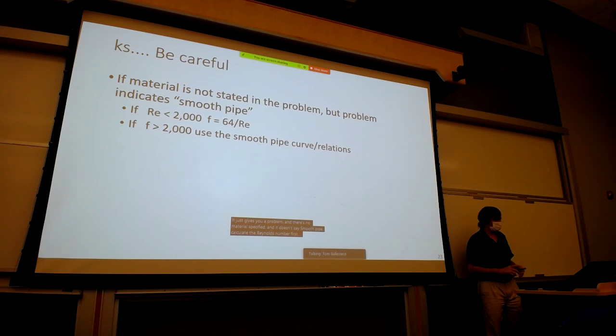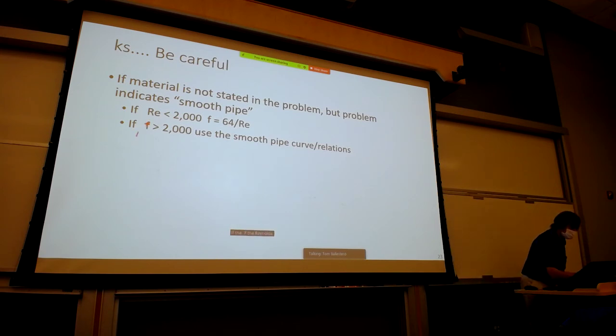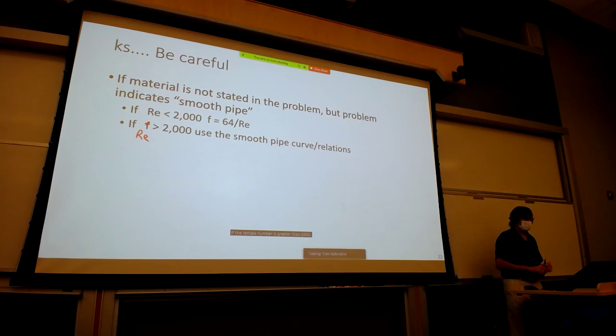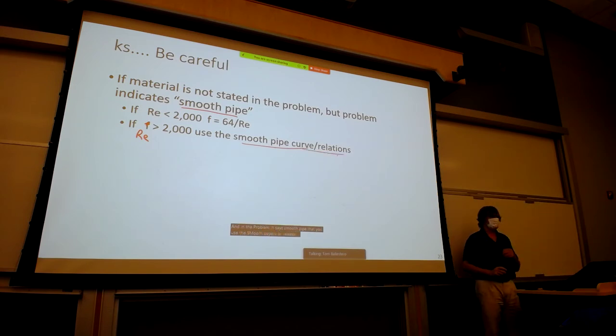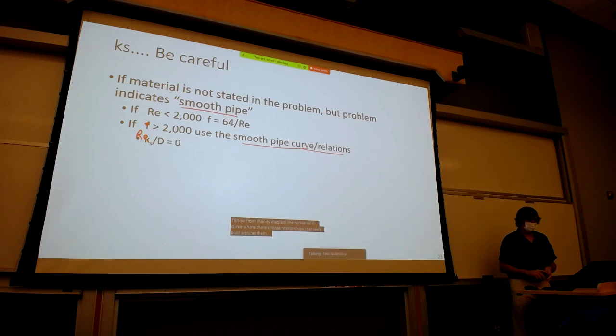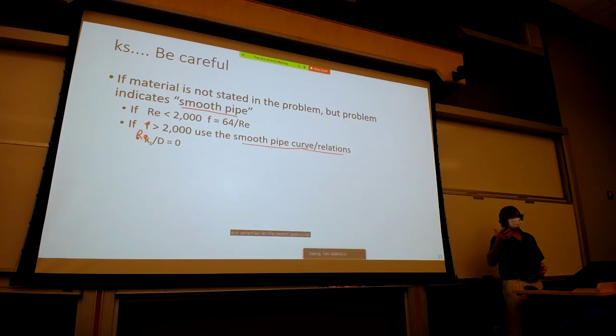If the Reynolds number is greater than 2,000, and in the problem it says smooth pipe, then you use the smooth pipe curves or relationships, either from the Moody diagram, the smooth pipe curve, or those three relationships that were built around that smooth pipe. And remember, for the smooth pipe curve, the K sub S over D is 0. That's what it's indicating.